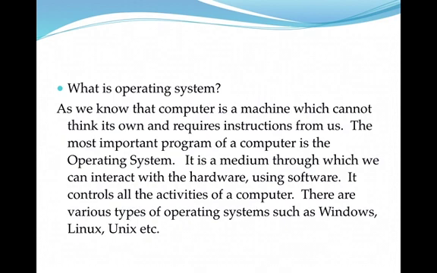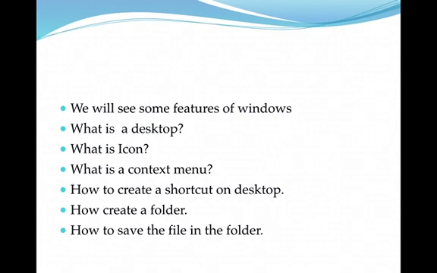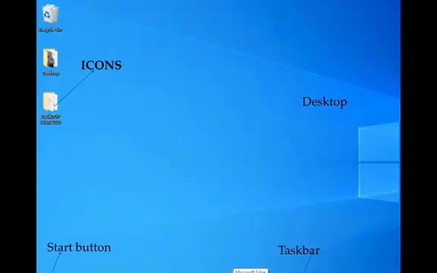Now in this, what we are going to learn is about the desktop, about the icon, about the context menu, how to create a shortcut on the desktop, how to create a folder, how to save the file in the folder. Okay, now first screen. Whenever I start my computer, the first screen is always a desktop. You can see I've written in blue, in the blue screen it's written desktop. This whole blue screen is my desktop. I have started my computer and this was my first screen.